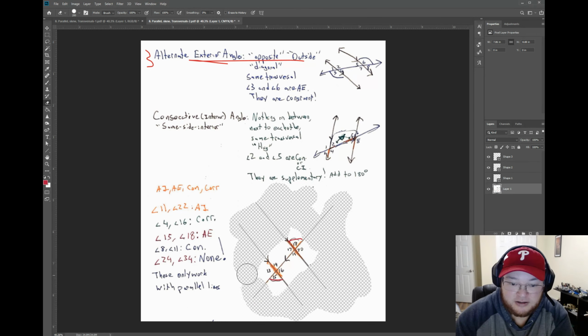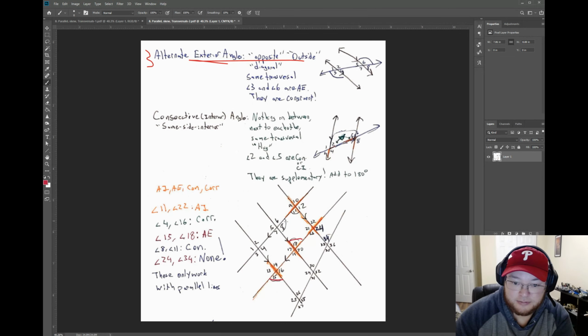So 8 and 11, there's nothing between them. They're right next to each other. You could draw a line. Consecutive.